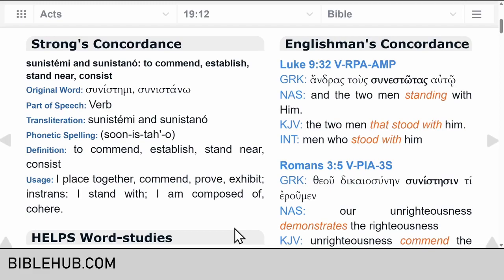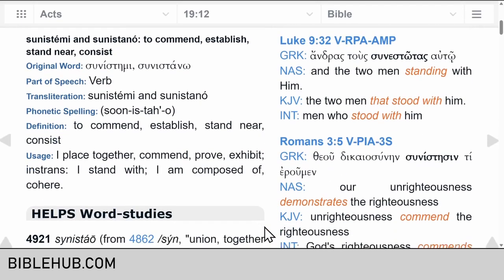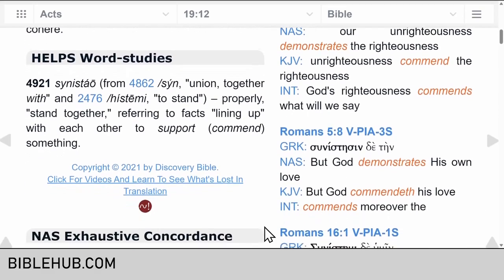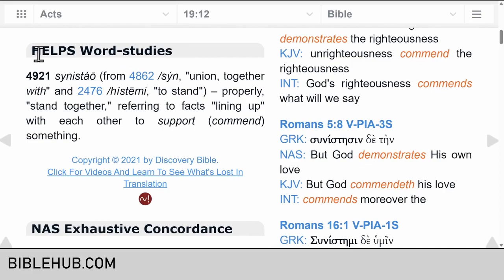So we have Strong's Concordance, which tells us that it means to commend, establish, stand near, or consist. We have again the Englishman's Concordance over here that we were just looking at, that has the different places that Greek word or a similar word that has the same root is used. We have Helps Word Studies. I don't know exactly who these people are. Discovery Bible. I don't know how good they are, but anyway, that's one of the tools that's on here.